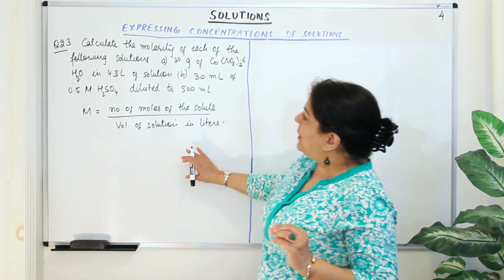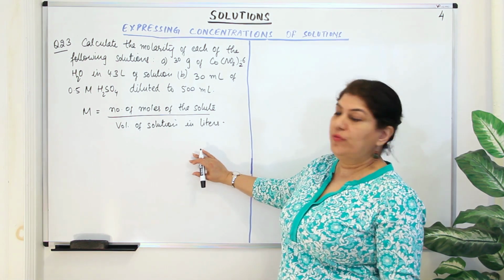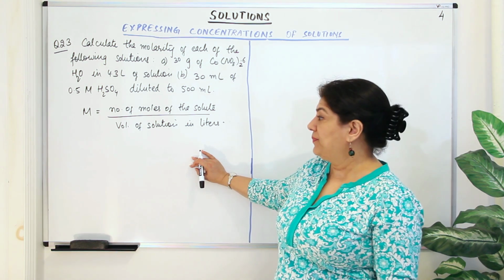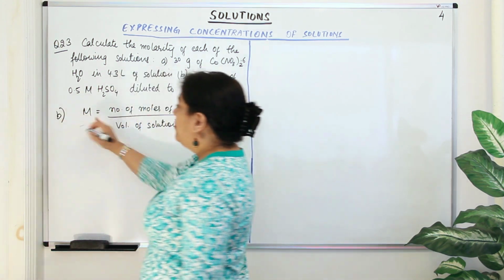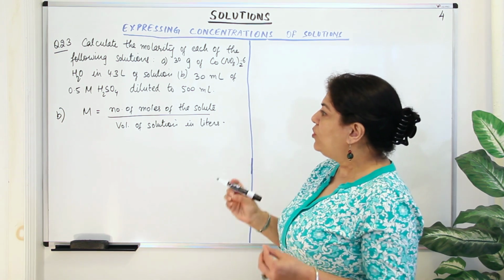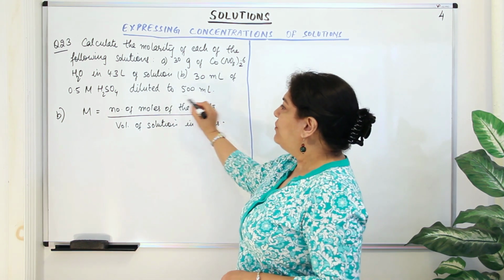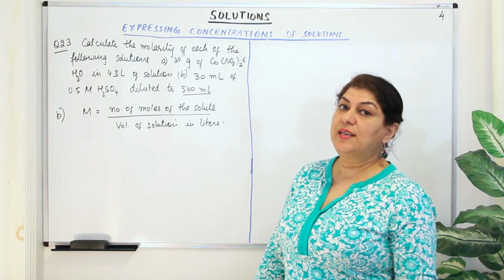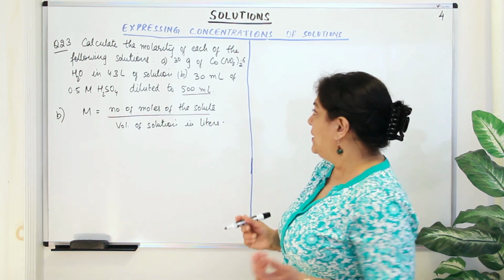So now the second part asks you that you have 30 milliliters of 0.5 molar H2SO4, which is diluted to 500 ml, and you have to calculate the molarity of the solution. Now, we know that molarity, this is part B that I am solving now. The definition of molarity is number of moles of the solute. So we need to find out the number of moles of solute and divide it by the volume of the solution in liters. The final volume given to us is 500 milliliters, and 500 milliliters in liters, taking 3 decimals, is 0.5 liters.